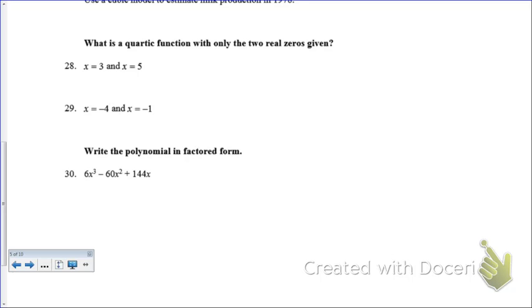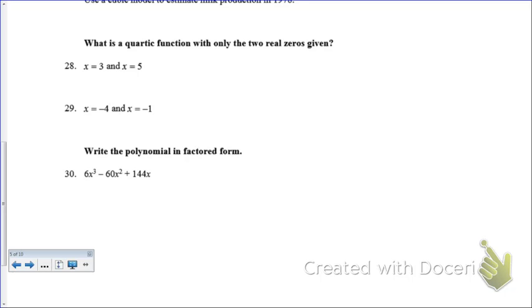Okay, for 28 and 29, it's a little bit complicated how we actually get the quartic function. There will be a similar problem like that on the test, but it will be multiple choice. So you'll have the different functions, and what you would do is put those functions into Desmos and see which one gives you a graph that only has 2 zeros of 3 and 5. That's what you would do for 28, and you do the same thing for 29. You'd put those equations into Desmos and look to see which ones have only 2 zeros there.